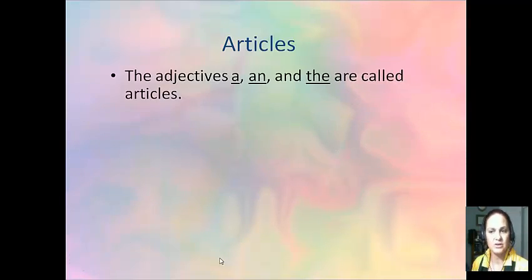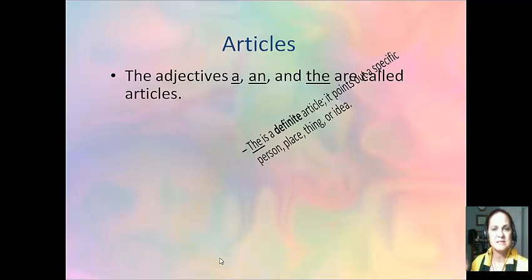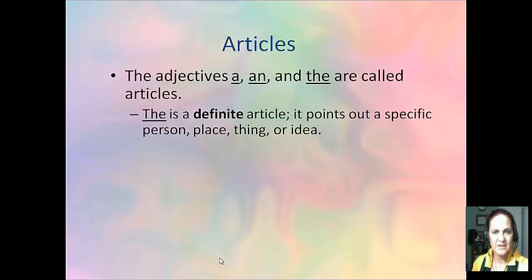Then we have articles. The articles are adjectives. We don't always classify them under that umbrella, but they are adjectives. And in English we have 3 articles. We have the, a, and an. So the is a specific definite article because it points to a specific person, place, or thing.